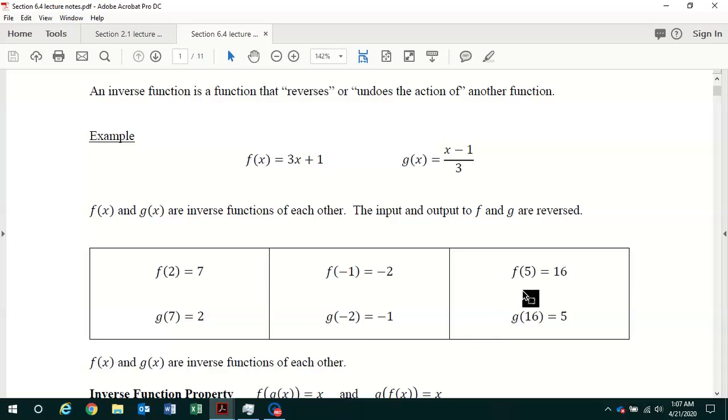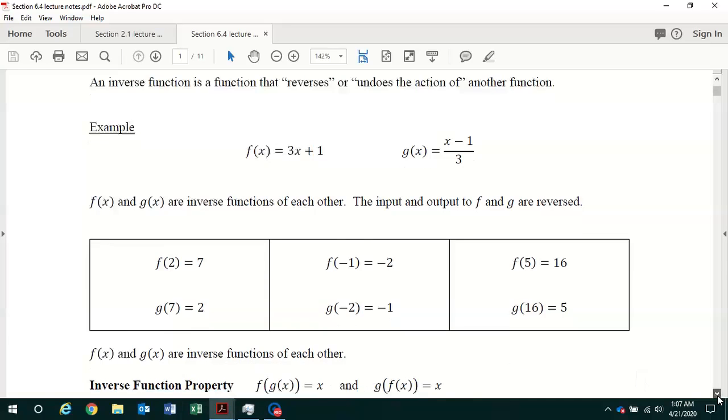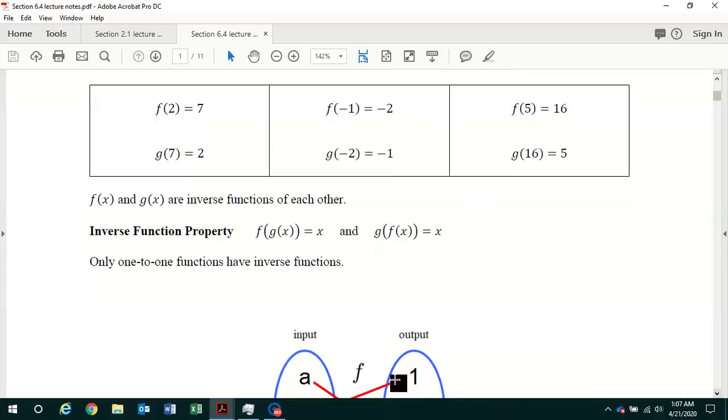Lastly, third example, we have f of 5 is equal to 16, and g of 16 is equal to 5. So you can see 16, the input to g, is the output to f, and the output 5 of g is the input to f. So f of x and g of x are inverse functions of each other. They reverse each other.